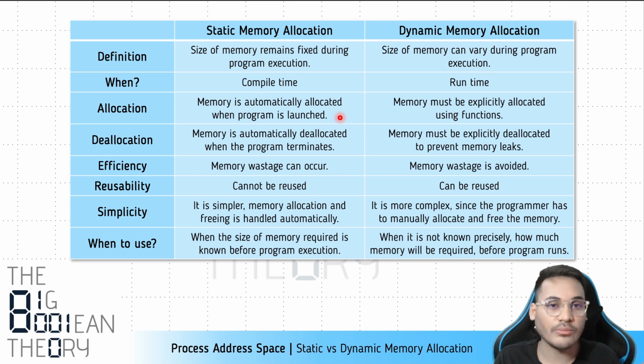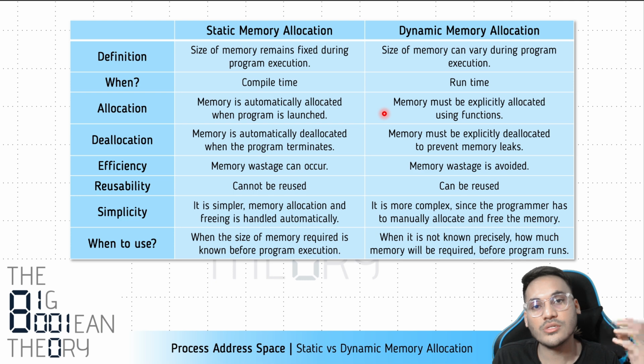And this is where the dynamic memory allocation differs from static. In case of dynamic memory allocations, the memory must be explicitly allocated using some function calls. So the programmer has to write or call these functions. For example, if they are programming in the C language, then the functions are malloc and calloc. For C++, it is new. So here the programmer has to explicitly write the code for making the dynamic memory allocations, whereas in the case of static, it happens automatically.